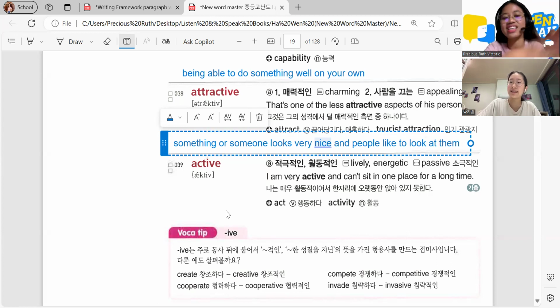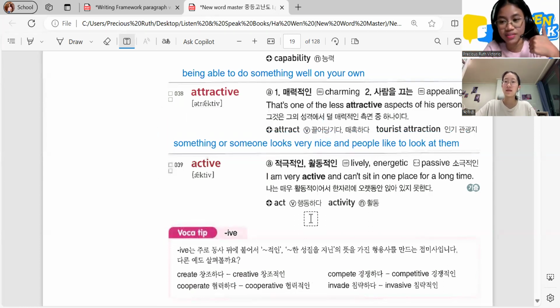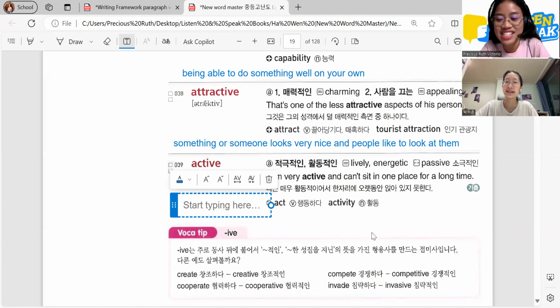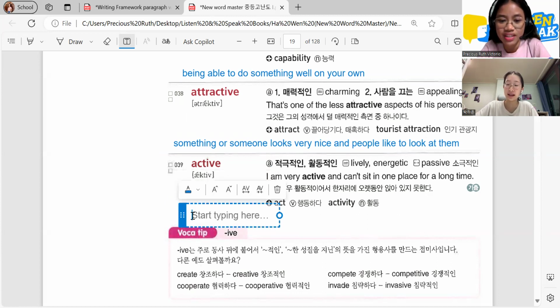Like when you go to a very nice place, you will say that place is very attractive, right? Do you get what attractive means? Yes. Okay, so next is Active.